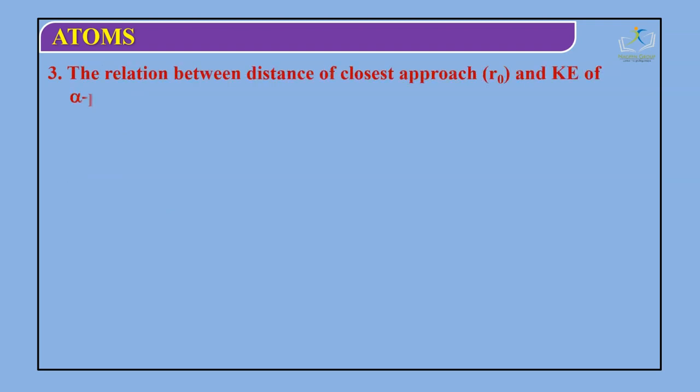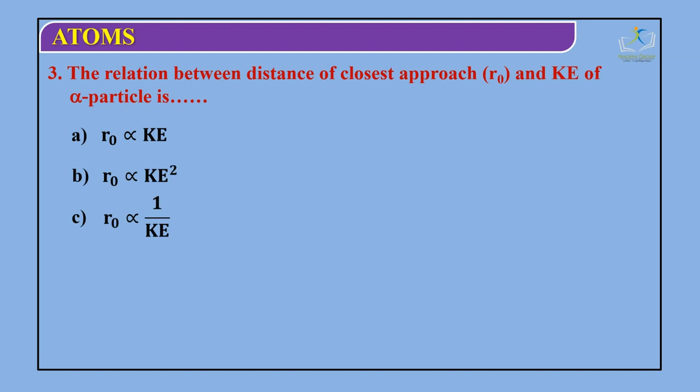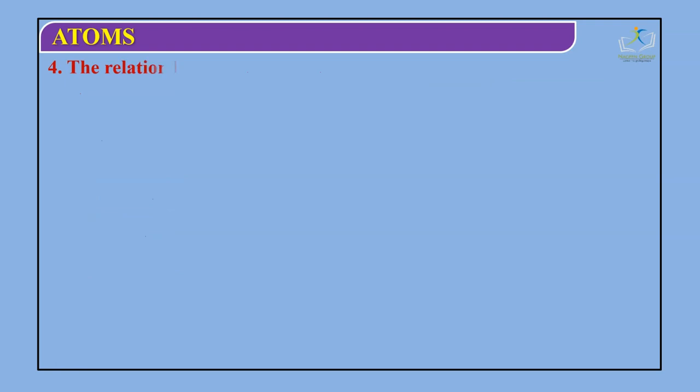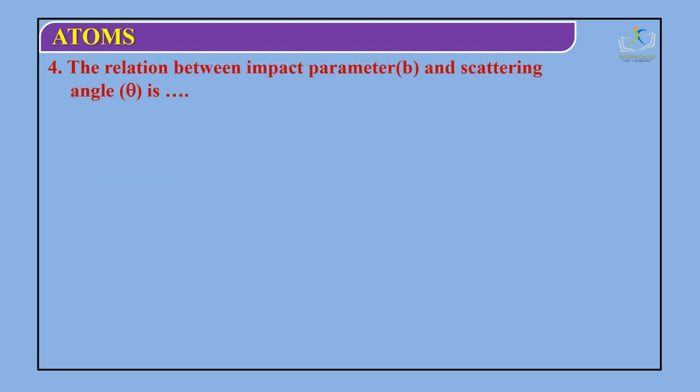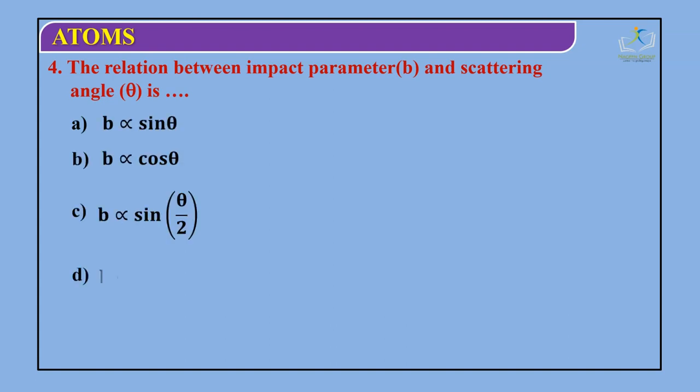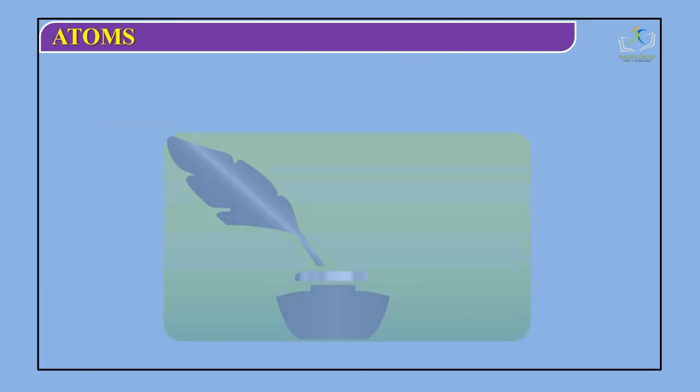The relation between the distance of closest approach r0 and the kinetic energy of the alpha particle: r0 is directly proportional to K, r0 is directly proportional to K square, r0 is directly proportional to 1 by K, or r0 is directly proportional to 1 by K square. The correct answer is that r0 is proportional to 1 by K. Fourth question, the relation between impact parameter b and scattering angle. The correct answer is D, b is proportional to cot theta by 2.